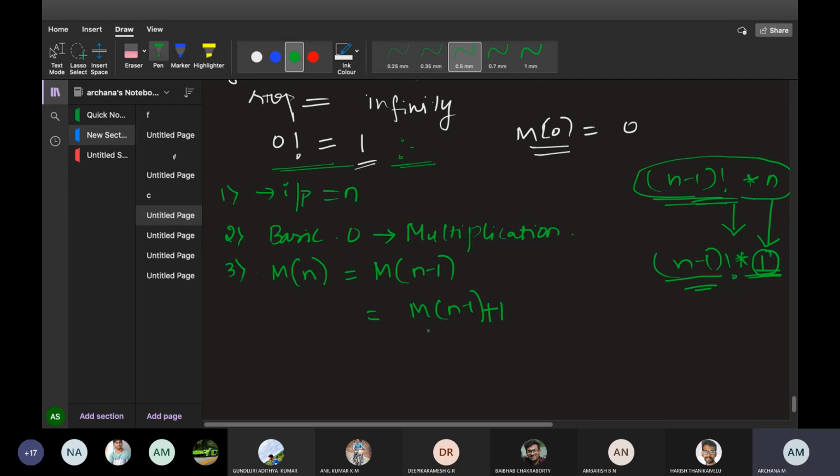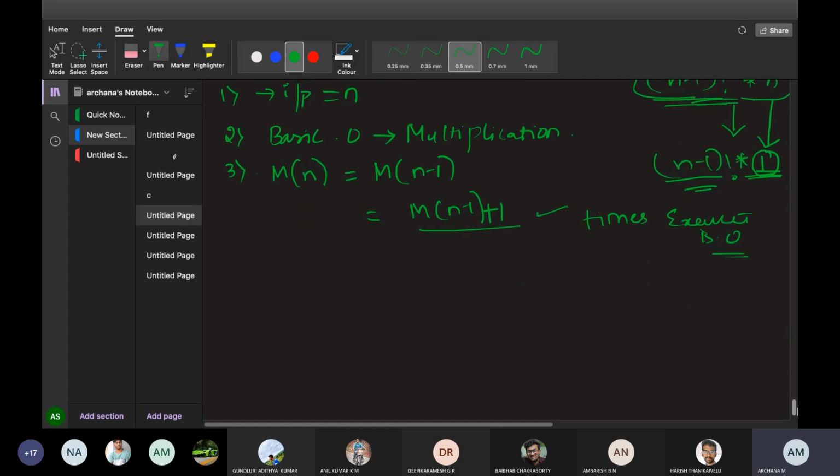So the number of times we execute the basic operation is m of n minus 1 plus 1 times. This is how for every recursive algorithm we need to first formulate, then go back in backward movement. This third step is very important, to expand the formula. This is how we need to calculate.